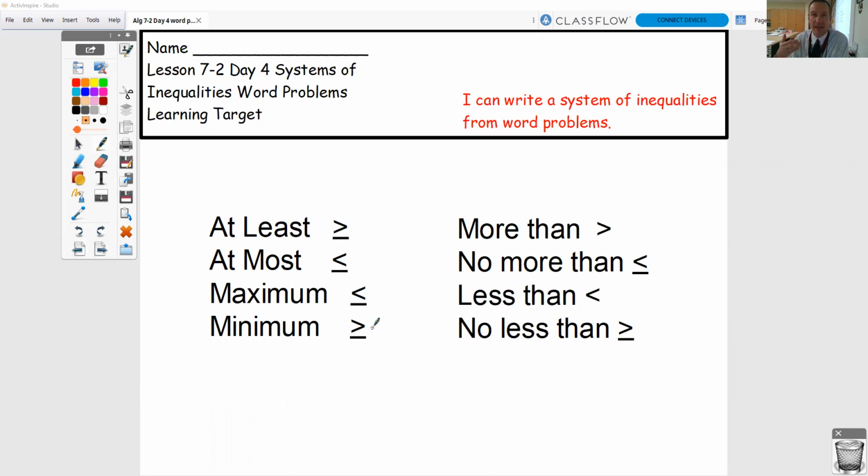Minimum, that's the lowest that you could be. The minimum driving age is 16 years old. So you could be equal to 16 or more than 16, but you can't be less than that. More than is greater than, less than is less than. "No more than" could be equal to it or less than it, but it can't be more than it or greater than it. "No less than" could be greater than or equal to. You have to be careful sometimes in the context of problems because of how a problem is worded. It might be slightly different.